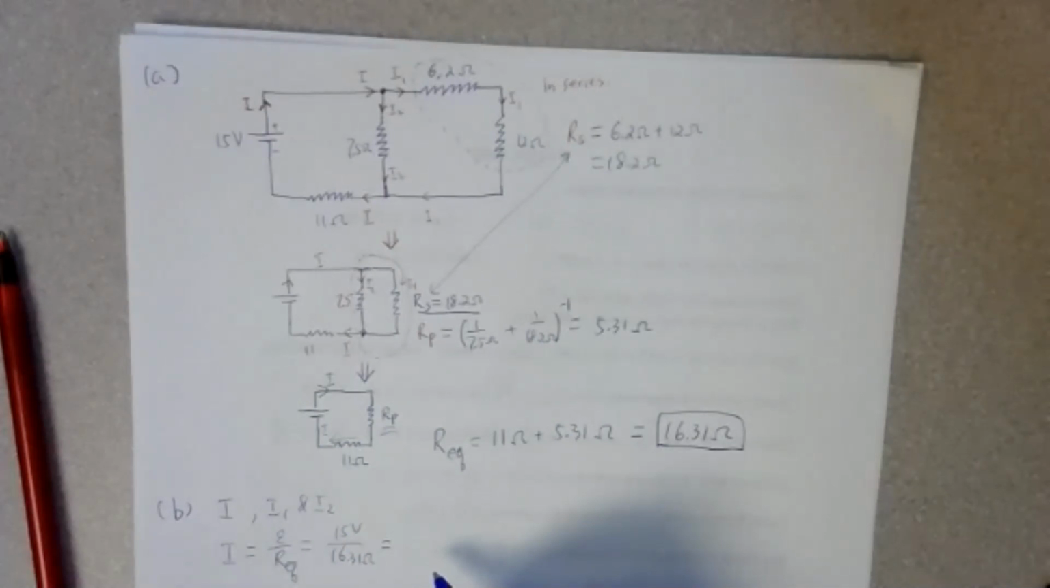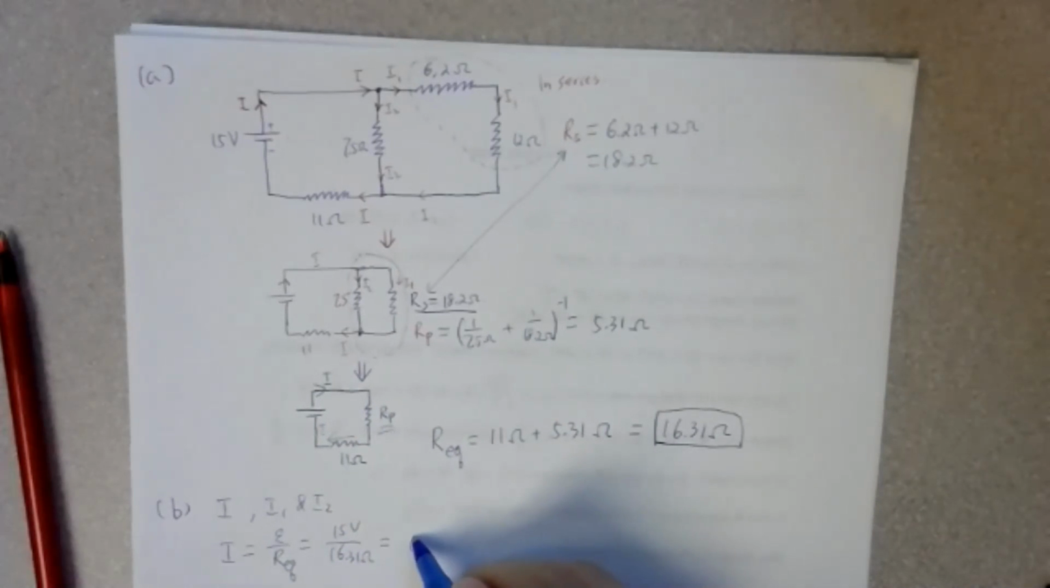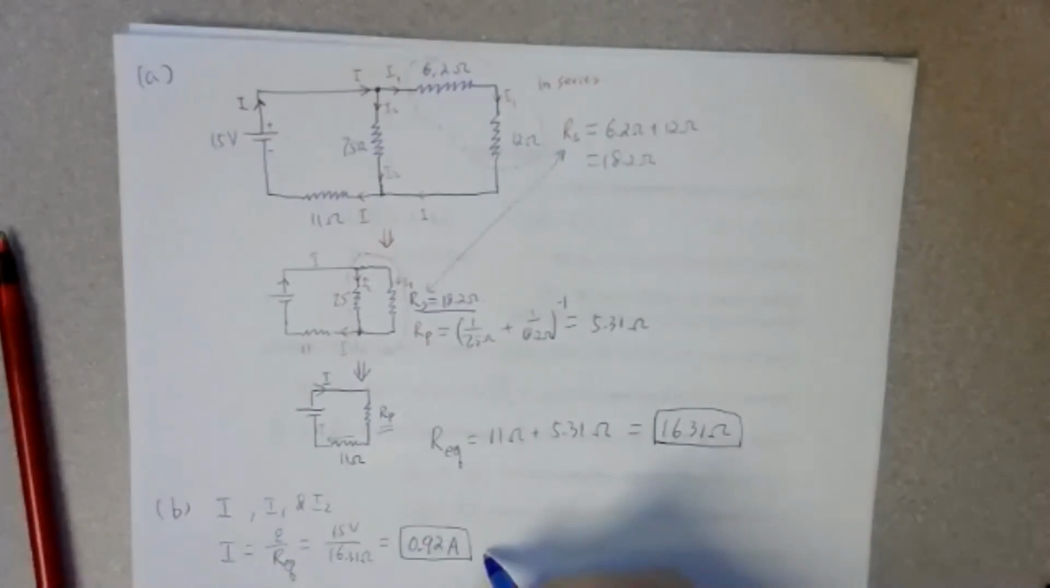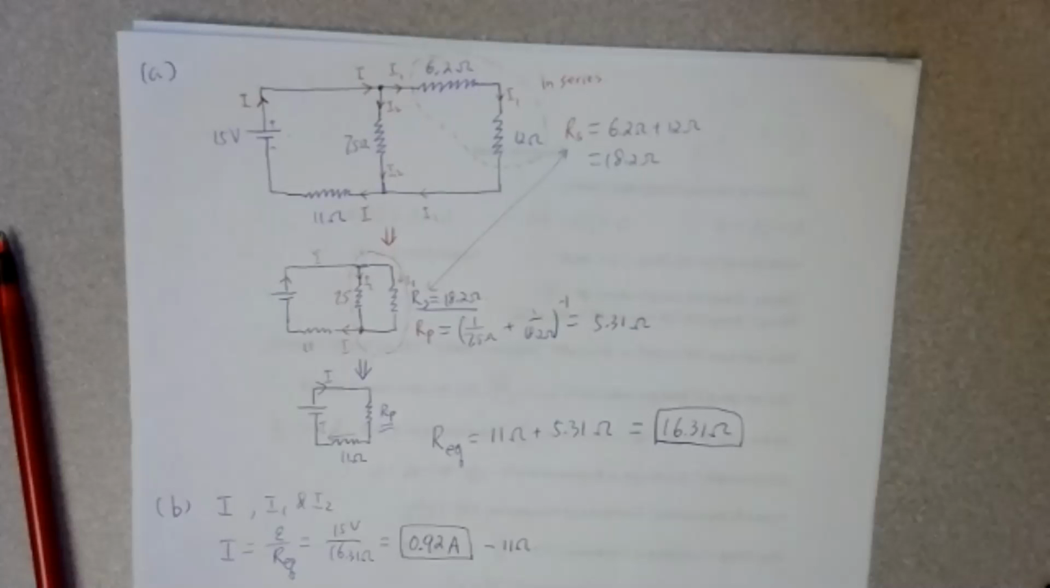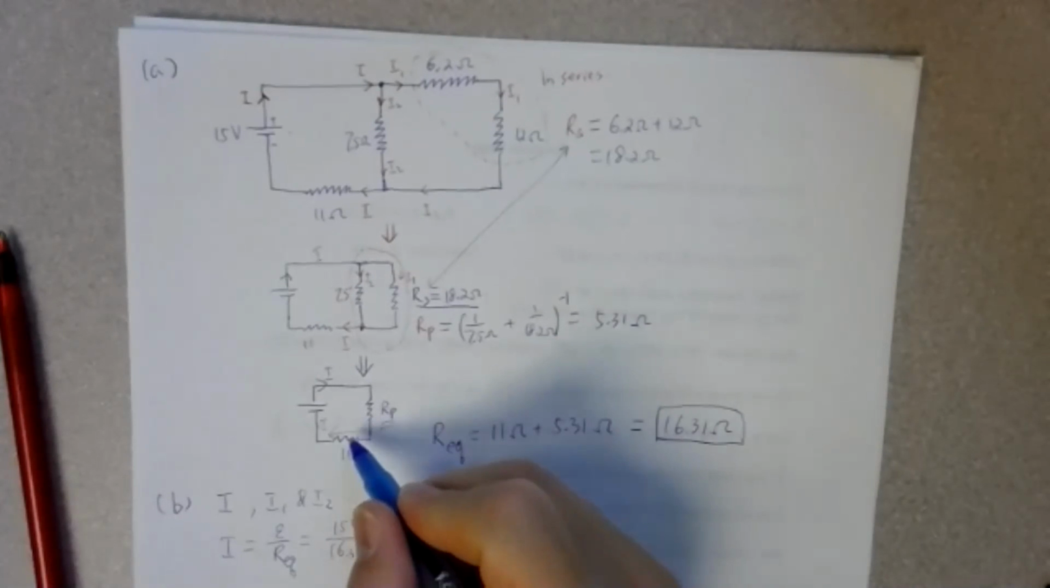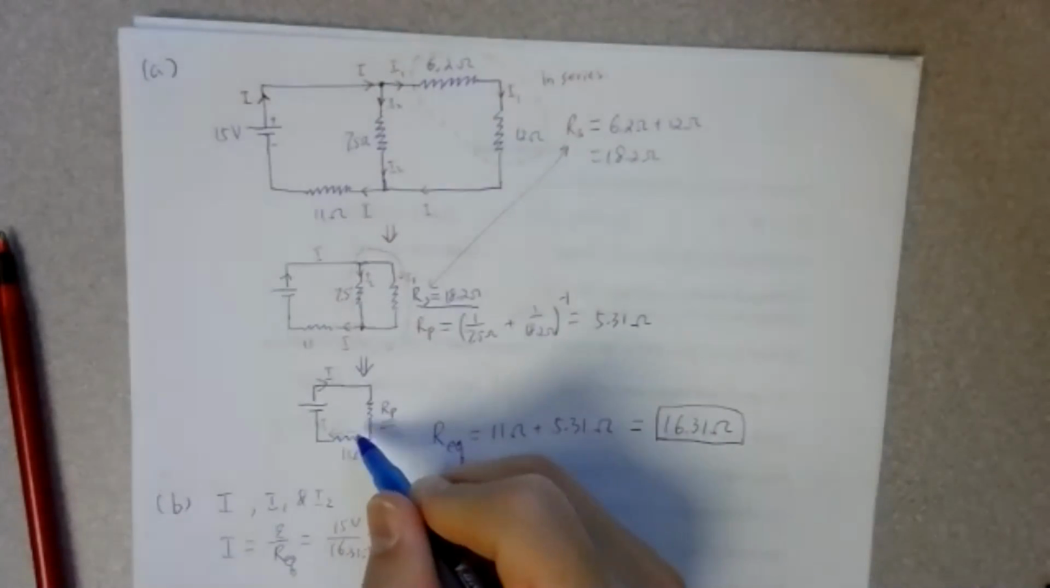So this one then will give you 0.92 amps, okay? So this is for the 11 ohm resistor. Now next, you just need to figure out either I1 or I2. Then you will have the other one. So let's take a look at how we figure out I1 or I2.